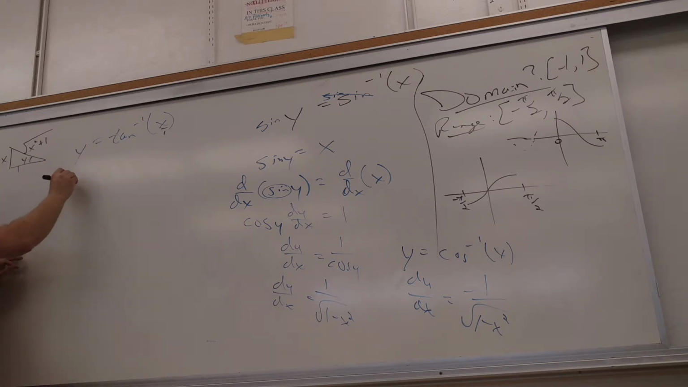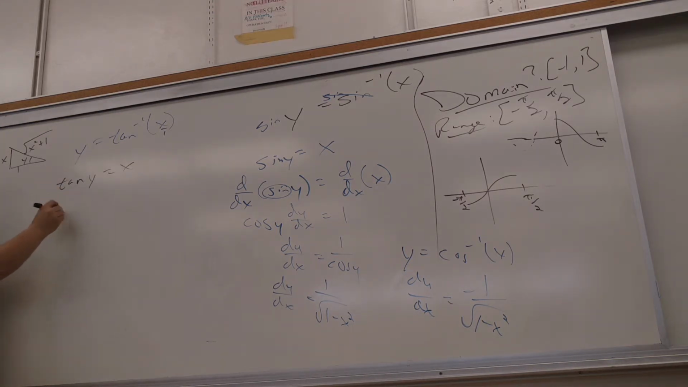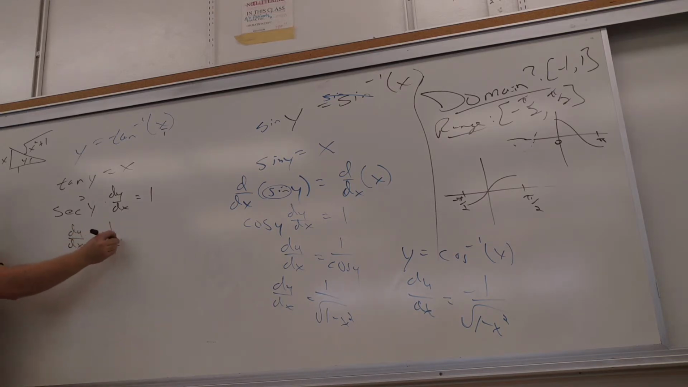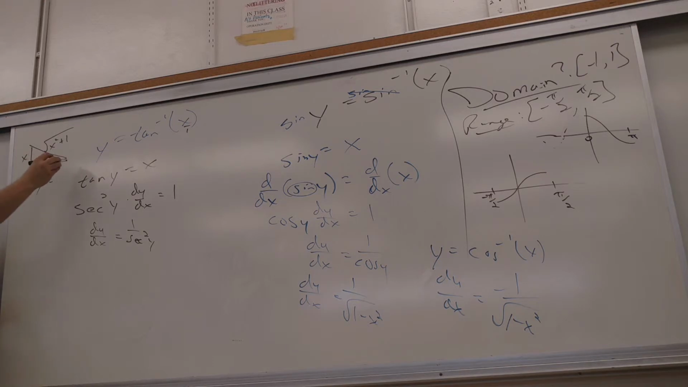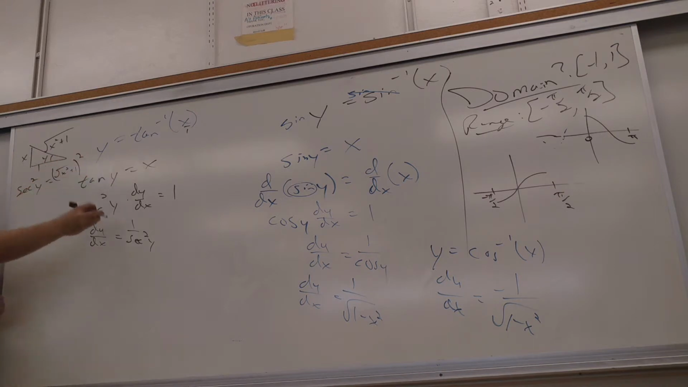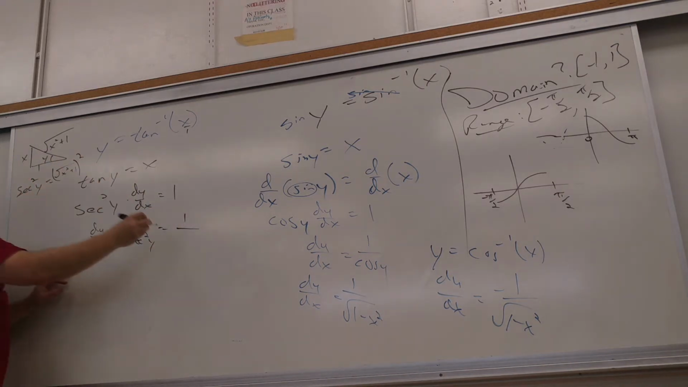So when I do this, I get tangent y equals x. That's the first step, is to take the tangent of both sides, so the inverse tangent goes away. The derivative of tangent is secant squared y times dy/dx, and that equals 1. So dy/dx equals 1 over secant squared y. And what's secant squared? It's 1 plus tangent squared. Secant is hypotenuse over adjacent, so the square root of x squared plus 1 over 1. So secant squared will just be x squared plus 1.